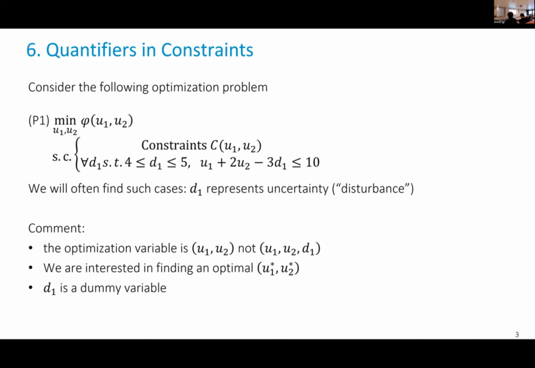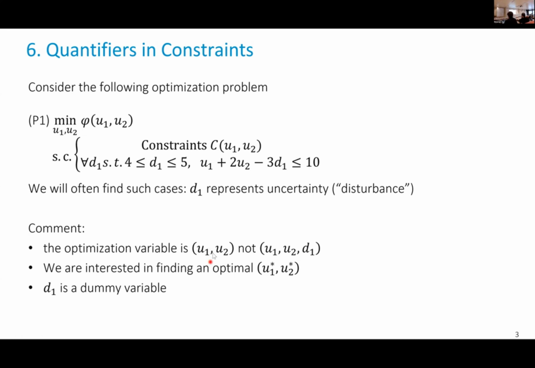Which concretely means the goal of the optimization problem is not to find a value of D1. D1 is not something that we will have as output of our problem. It is something that is in the constraints. So it's important to realize this. This is not an optimization variable. It's a nuisance variable. It's a variable that we would prefer not to be present, but it is present. So we have to deal with it.